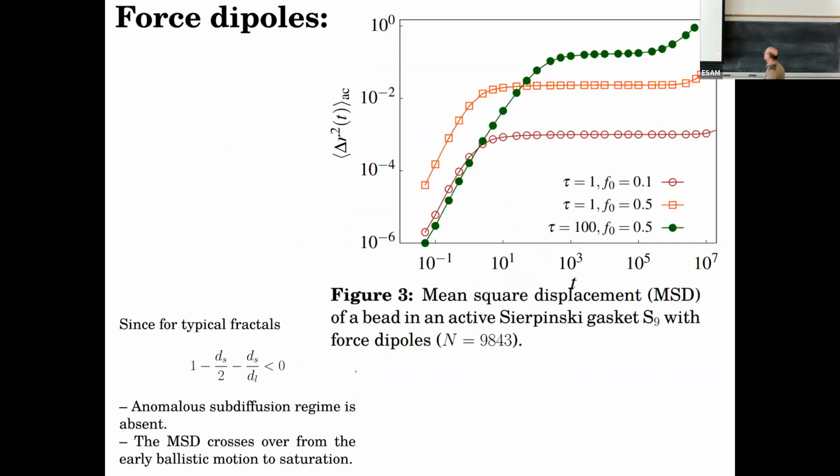Okay, let's move on. What about force dipoles? Now, it turns out that analytically you can show that because of this inequality between exponents, 1 minus ds over 2 minus ds over dl, smaller than 0 always, actually, or for almost all fractals. I don't know any fractal it's not, but I don't have a proof. Then instead of having an intermediate subdiffusion regime, you saturate into a constant, then you go up again. So that already tells you that whatever you see, let's say in chromatin, cannot be from the force dipoles, cannot be from internal forces.